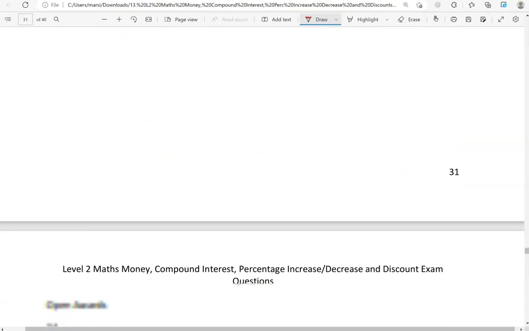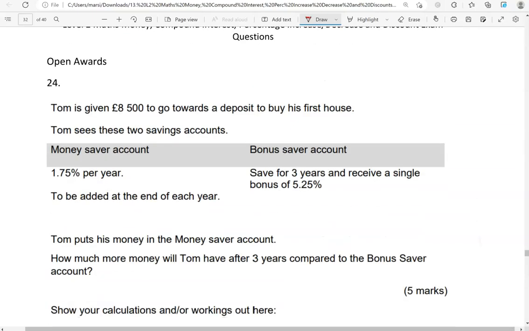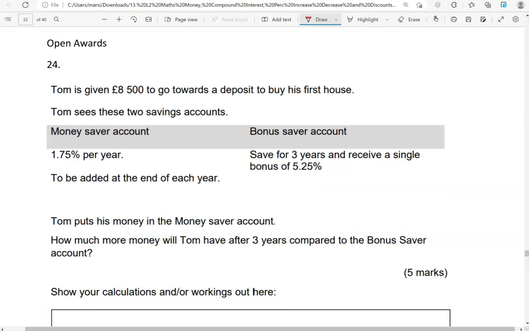That's the monthly payment. Tom is given £8,500 to go towards the deposit to buy his first house. Tom says there's 2 savings accounts. Money saver account, 1.75% per year, to be added at the end of each year. Bonus saver account, save for 3 years and receive a single bonus of 5.25%.